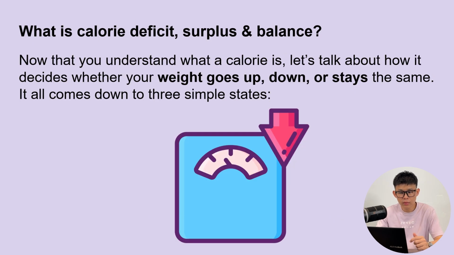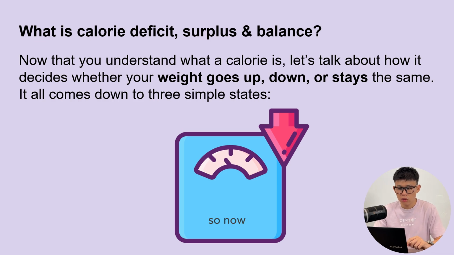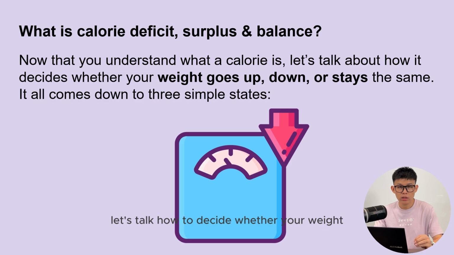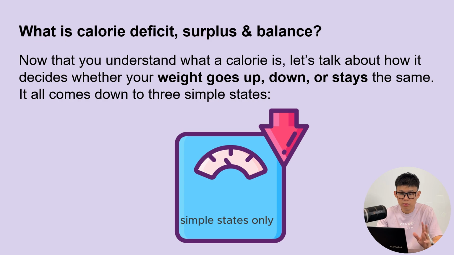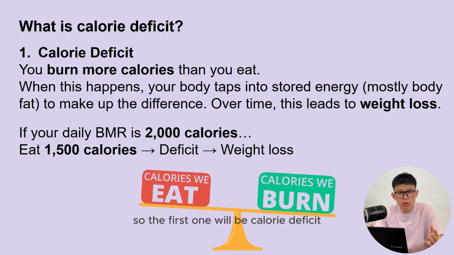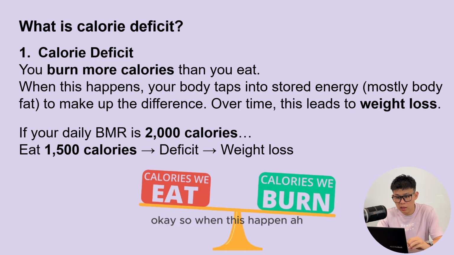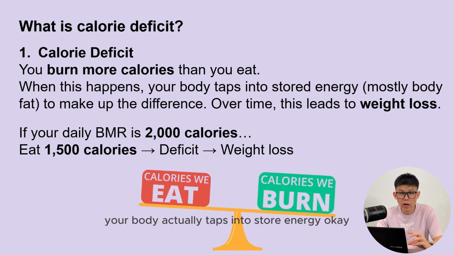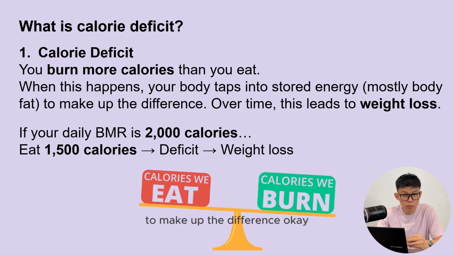So what is calorie deficit, surplus, and balance? Now you already know what calorie is and the unit as well. Now let's talk about how to decide whether your weight will go up, down, or stay the same. It comes with three simple states only. The first one is calorie deficit. Calorie deficit is when you burn more calories than you eat. When this happens, your body taps into stored energy, mostly fat inside your body, to make up the difference.